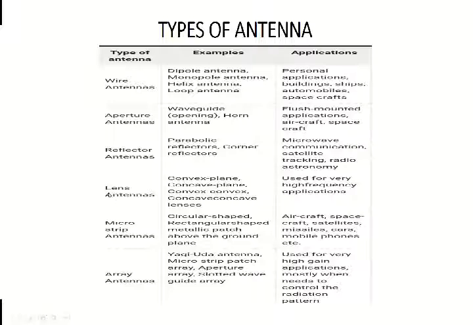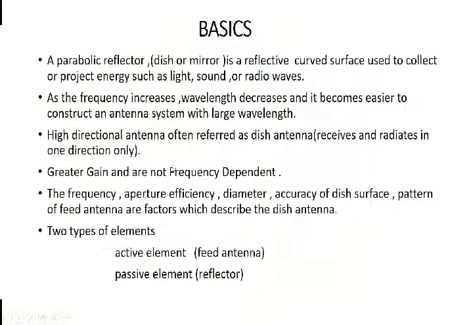However, the aperture antenna has a group of this reflector antenna, lens antenna, microstrip antenna when compared with that of this wire antenna. So in the next analysis we will speak about the basics of reflector antenna. A parabolic reflector or a dish or a mirror is a reflective curved surface used to collect or project energy such as light, sound or radio waves. We know as the frequency increases, the wavelength decreases and it becomes easier to construct an antenna system.